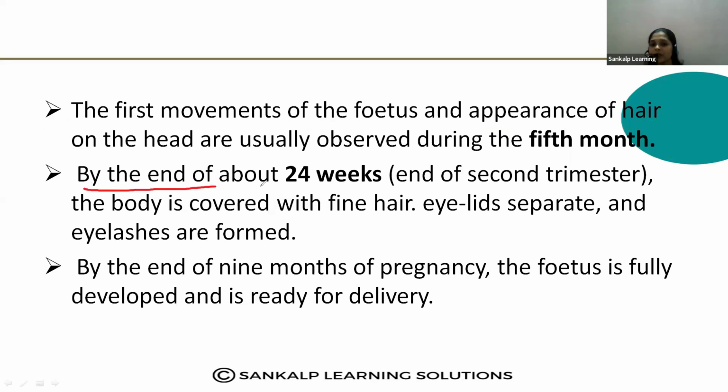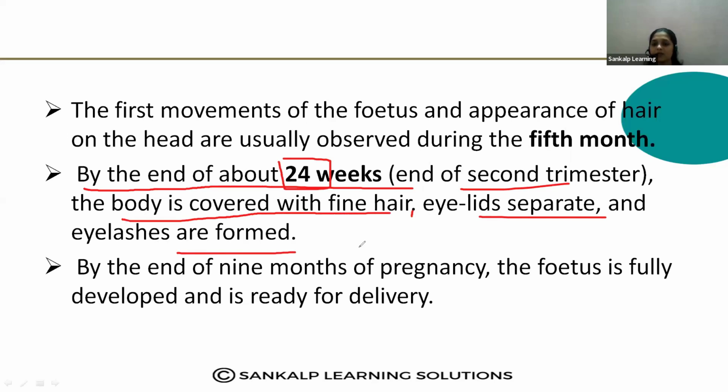ಬೈ ದ ಎಂಡ್ ಆಫ್ ದಿ 24 weeks. 24 weeks means how many months? That is the second trimester. So the body is covered with fine hair, eyelids separate, and eyelashes are formed. Idannu kuda keltare. The body is covered with fine hair, eyelids are separate and eyelashes are formed at the end of which month of the pregnancy? That is 24 weeks, at the end of the second trimester.